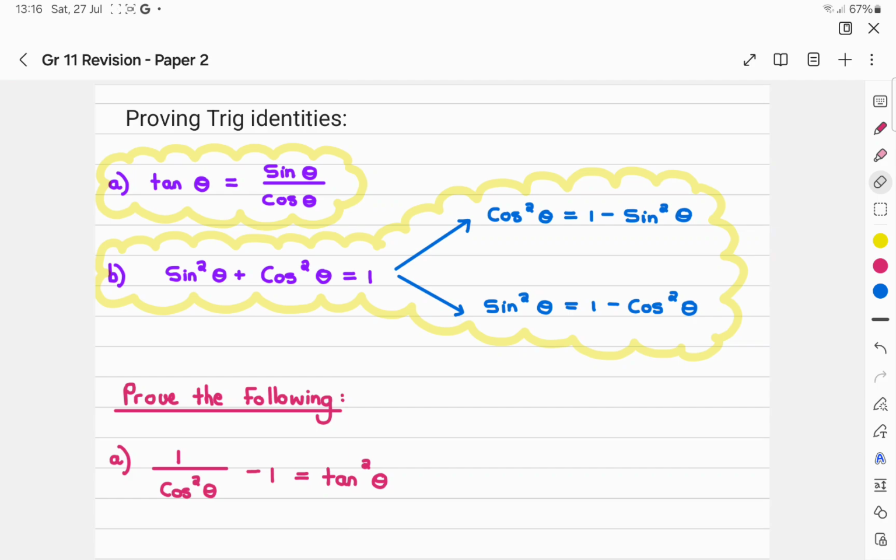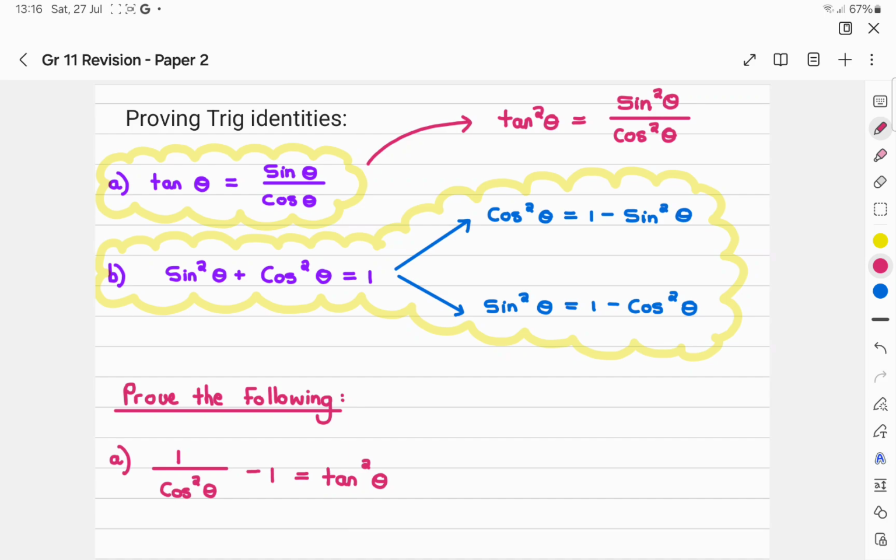So tan theta, you must know that tan theta is equal to sine theta over cos theta. Just another thing that you can perhaps remember is that tan square theta can also be sine square theta over cos square theta. Okay, so the squaring of it also still makes tan theta equal to sine theta over cos theta, even though it's squared.